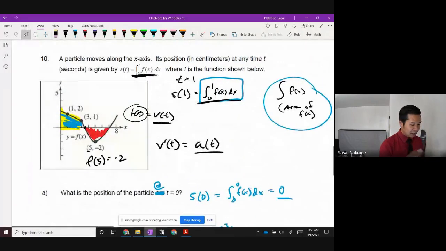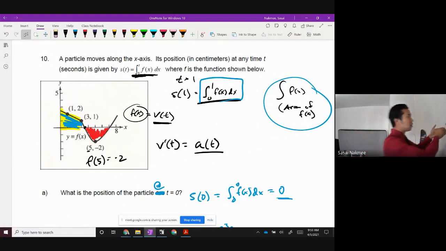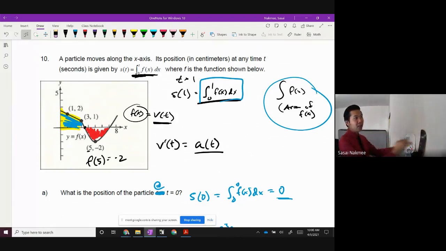And if you think about it, if a particle has a velocity this way, he'll be further away from where he's at. And then once his velocity goes negative, he starts to go backwards. So he starts to head towards his origin. So he's not as far away anymore. He starts to travel backwards.